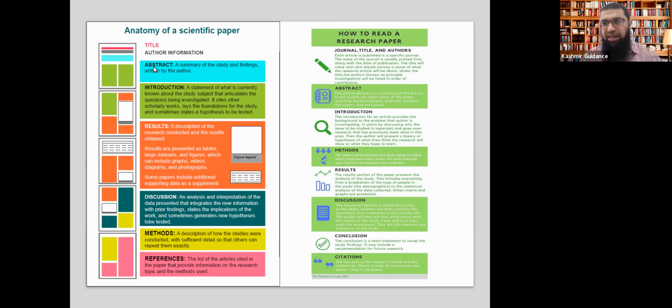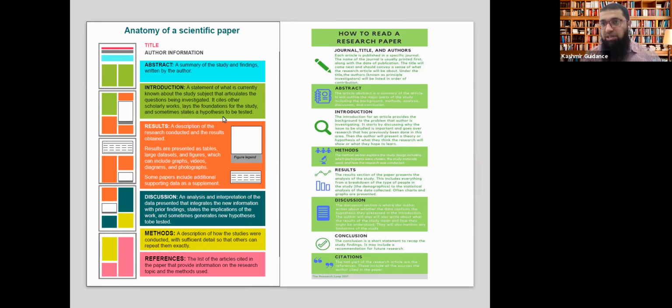After that, you will find the abstract. When you see the abstract, it is a summary of study findings written by the author. After this abstract, there will be some keywords. After the keywords, there will be the introduction. And this introduction, as I told you, is a statement of what is currently known about the study subject, and it will also cite the scholarly work which has been carried out.